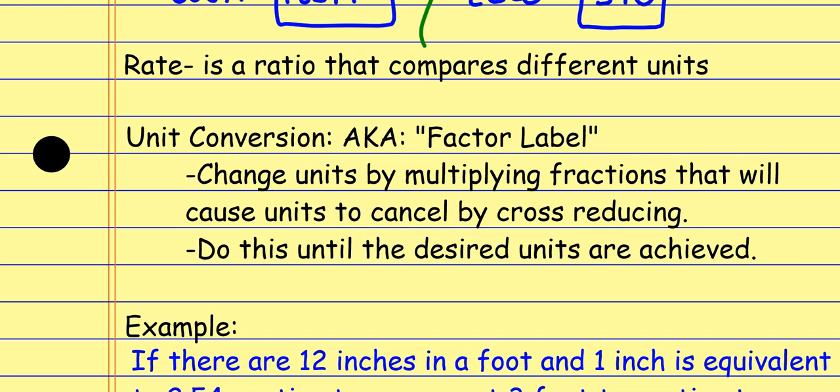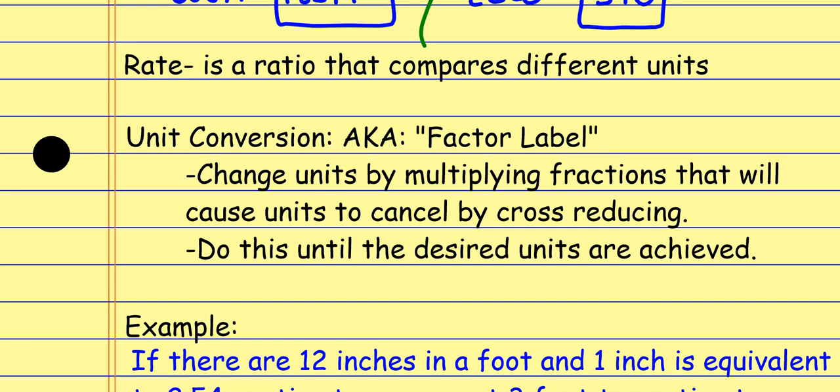Doing unit conversion, aka factor label, if you've done this in science class before, they have their way of doing it, and we have our way. They're really the same thing, except for how we write it. The thing you need to understand is when you're doing factor label or unit conversion, we're essentially just multiplying a bunch of fractions. We're setting up fractions that when we multiply, we can cancel out the units that we don't want, and work our way to the units that we do want. So change units by multiplying fractions that will cause units to cancel by cross-reducing. Remember, anytime we're multiplying fractions, we can reduce one numerator with the other denominator. We can cross-reduce, and we just keep doing that until we end up with the units that we want.